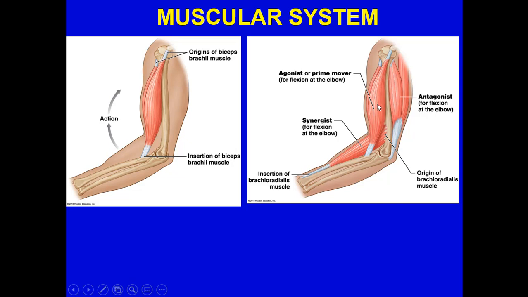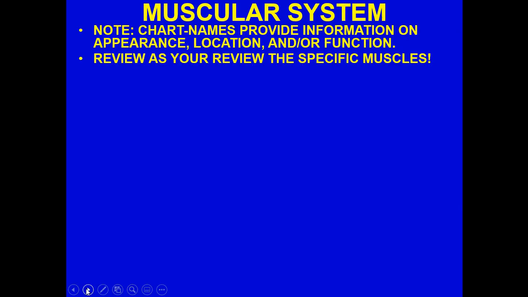Your agonist or prime mover, and this is for the action of flexion at the elbow, you're going to have biceps brachii. Your antagonist, that's the triceps brachii. Okay? Now your synergist for flexion at the elbow is going to be the brachioradialis. Its origin is up here at the humerus, and its insertion is down here. Okay, so this is the radius muscle. Excuse me, radius bone. I'm sorry about that.